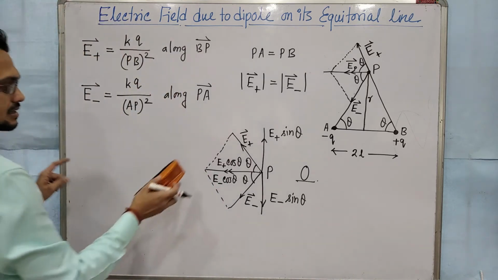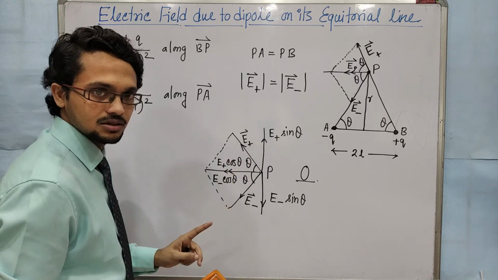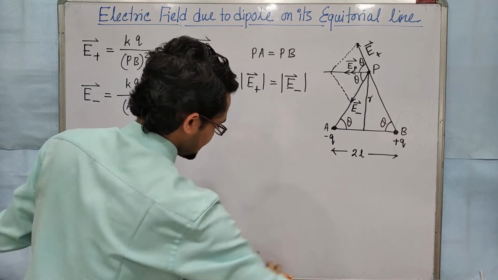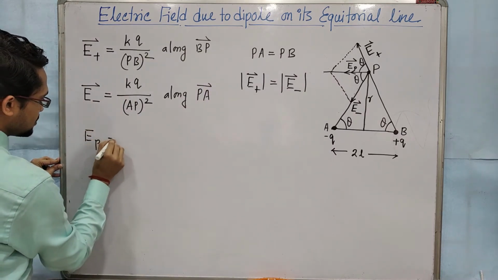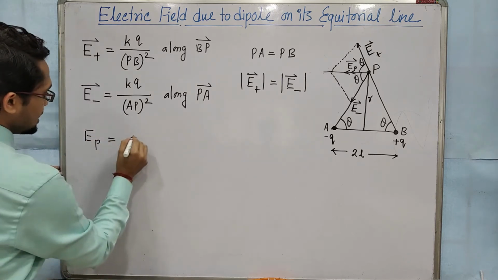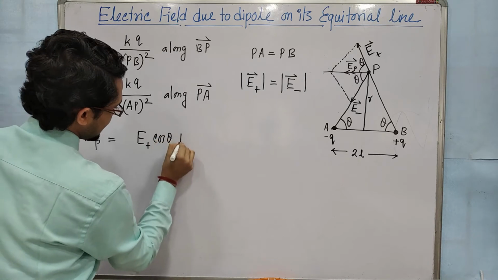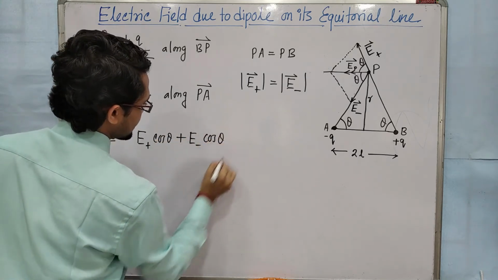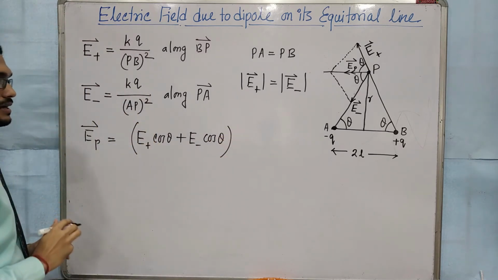I am erasing this part. Understand everyone properly the components. So E plus cos theta and E minus cos theta. So E P will be E plus cos theta plus E minus cos theta. Okay, this is magnitude. Now what will be the direction?